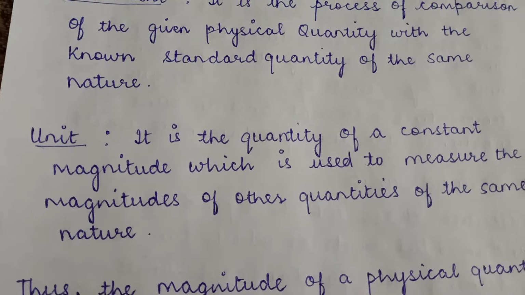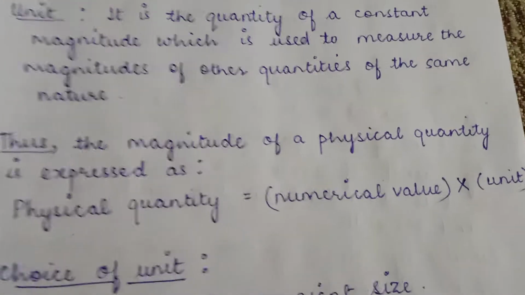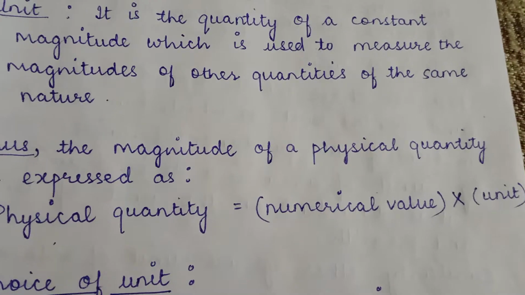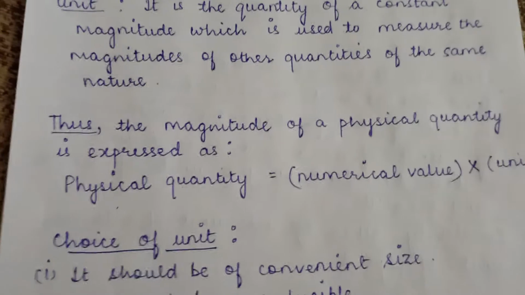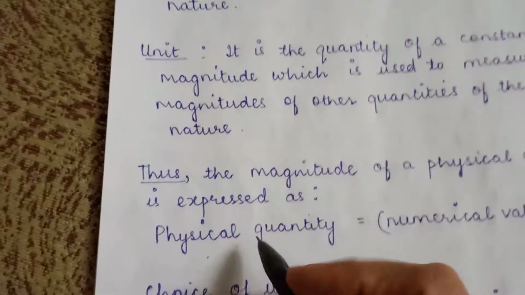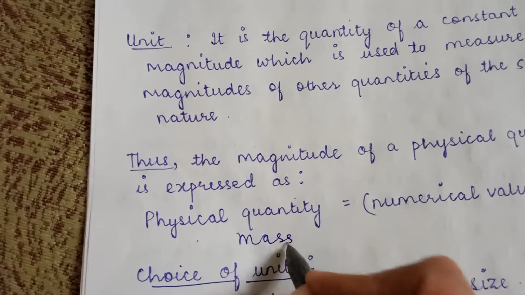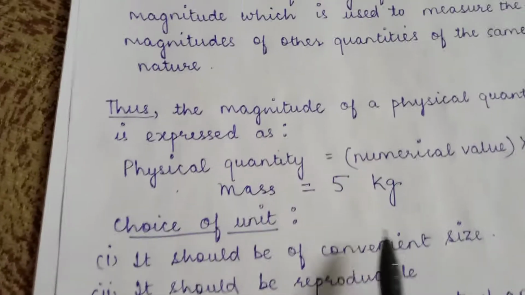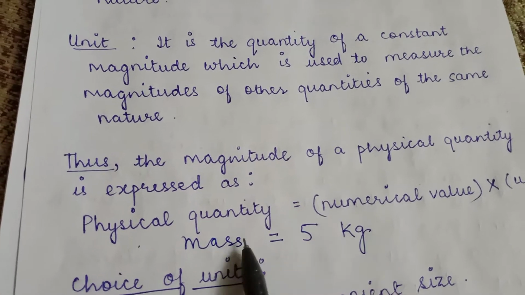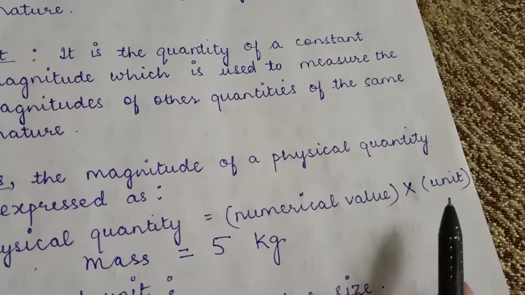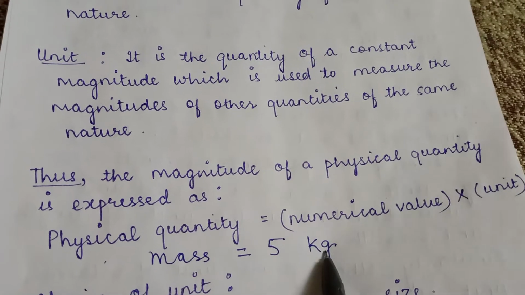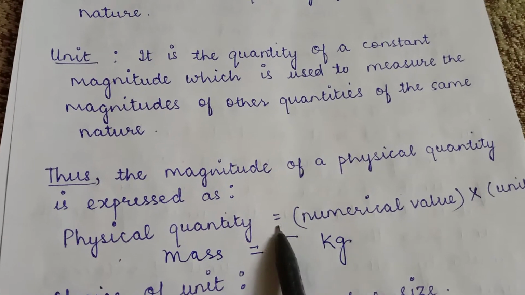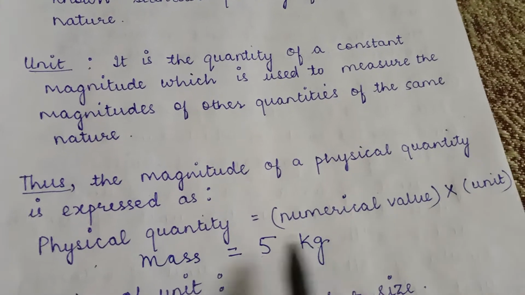These two will be basically required to express any physical quantity. Means a numerical value and a unit is basically required to express any physical quantity. For example, if I say I have to measure the physical quantity mass and I say the value of mass is, for example, 5 kg. What does it mean? It means the numerical value of this physical quantity mass is 5 and the unit which is used to measure this physical quantity mass is kg. Thus, in order to express the physical quantity mass, we require the numerical value, which is 5 over here, and kg, which is the unit for the mass.